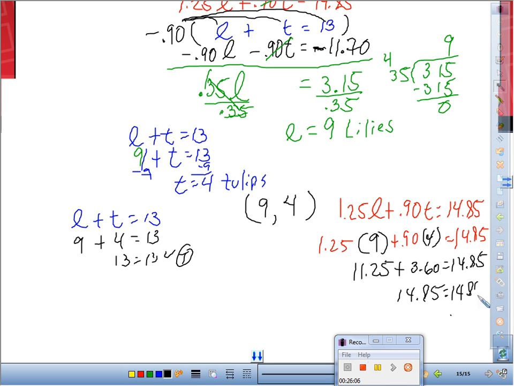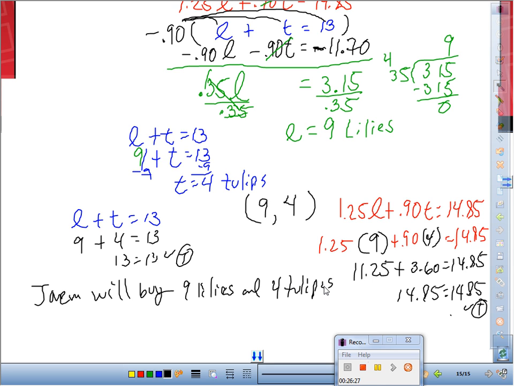That is true. So therefore, my statement: Chaim will buy 9 lilies and 4 tulips. Okay? So any questions with the item type of word problems? Okay, we got it, right?